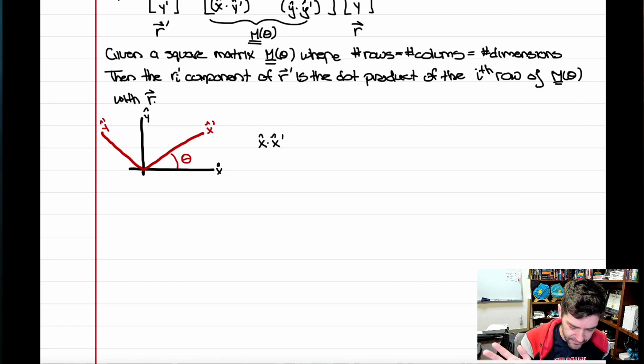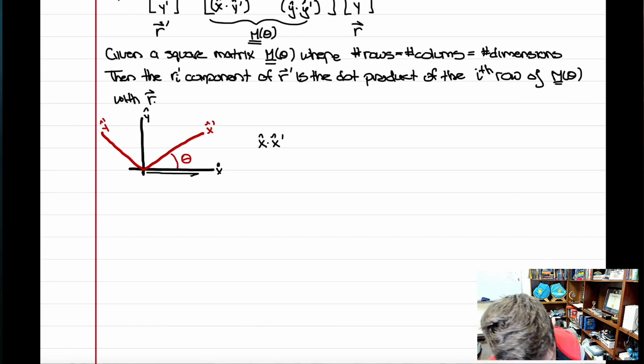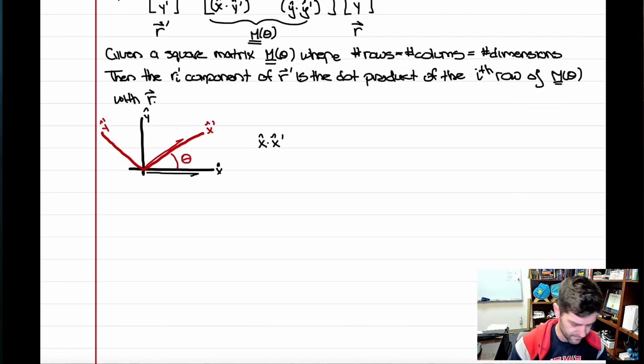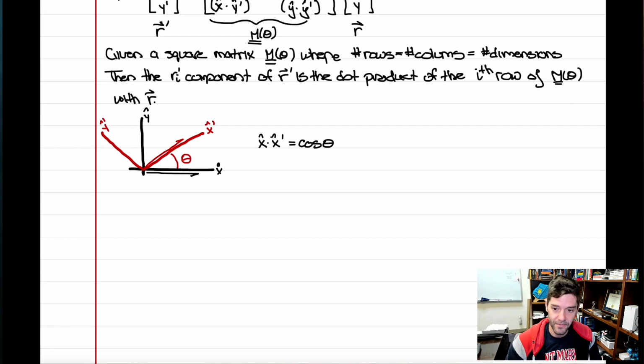Is it theta? Is it always theta? Well, we have to be careful. In this case, it is theta. Because if I look, I can see that I have a unit vector pointing in this direction, that's x, and a unit vector pointing in this direction, that's x hat dash. And the angle between those two vectors is indeed theta. So this is then cosine of theta when I evaluate the dot product.